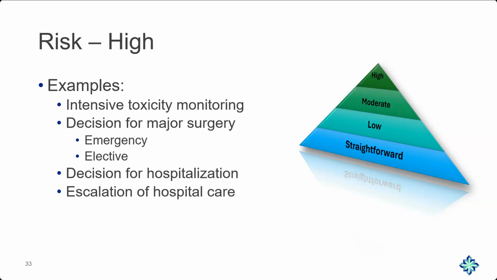Another example would be the decision for a major surgery. Could be an emergency, maybe it's a planned surgery. It could be the decision for hospitalization and escalation of care. One of the questions that we got was if a primary care provider sends their patient to the emergency department, is that always going to be a high risk? Not necessarily. It depends upon what's going on. Are they being sent to the emergency department because, yes, they need to be admitted as an inpatient or for observation? Could be high risk. Are they being sent to the emergency department because they need further assessment? That's not necessarily high risk because we don't know what's going on just yet. So it really comes down to that documentation.